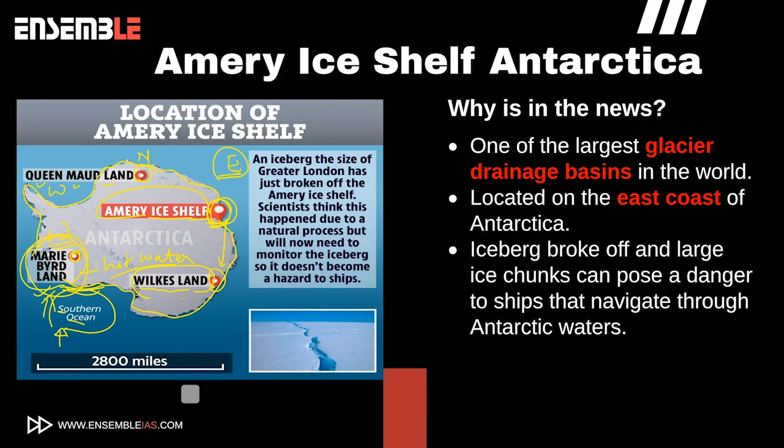Now coming to the size, this is an interesting fact: an iceberg larger than London has broken off the Amery ice shelf, and it is named D28. D28 is the name of the iceberg that has broken off the Amery ice shelf, and scientists are trying to understand the cause of this break off.